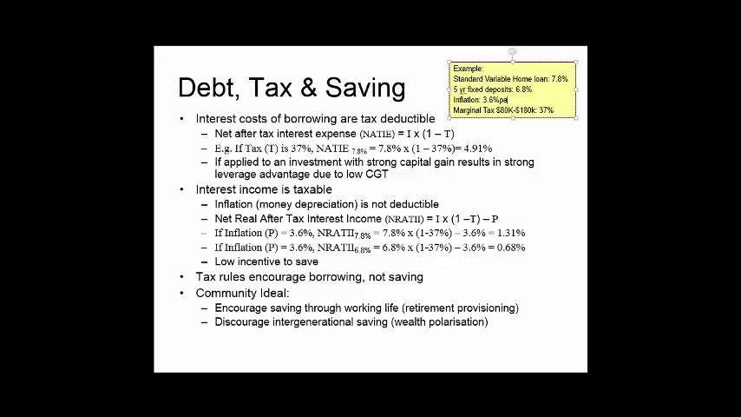In the case of the present, where many people have a marginal tax rate of 37%, and if we look at the interest expense associated with a standard home mortgage, which is around 7.8%, we can see that after tax, the cost of borrowing is only 4.91%. This means that so long as you're borrowing for some commercially profitable venture, the actual cost of debt is considerably lower than its apparent cost, which is an incentive towards borrowing.